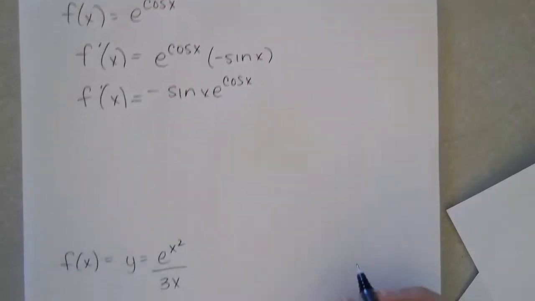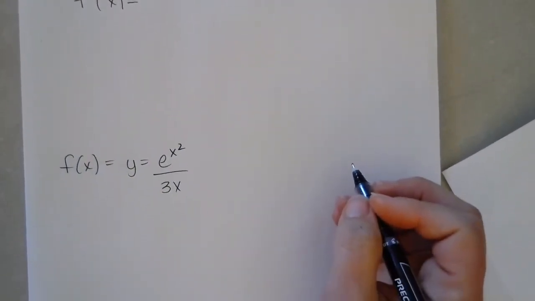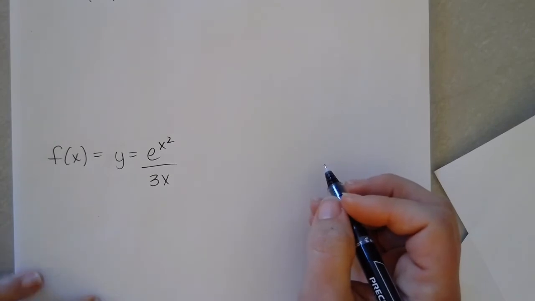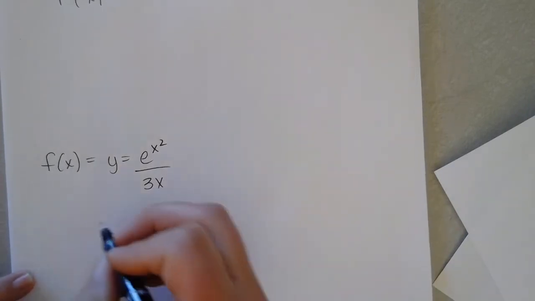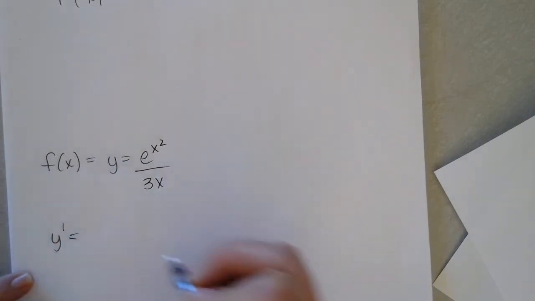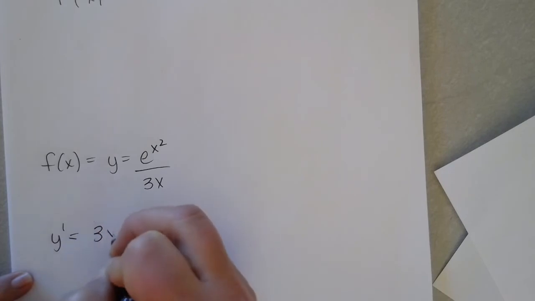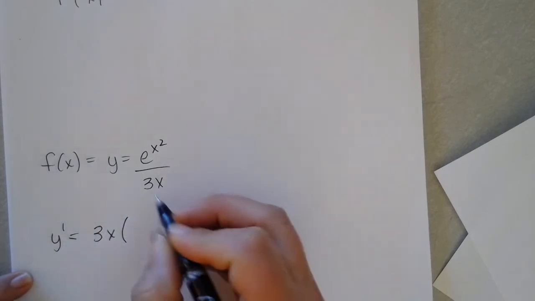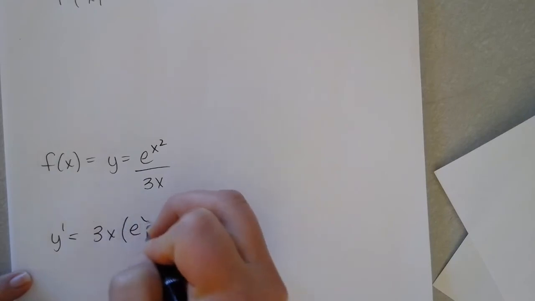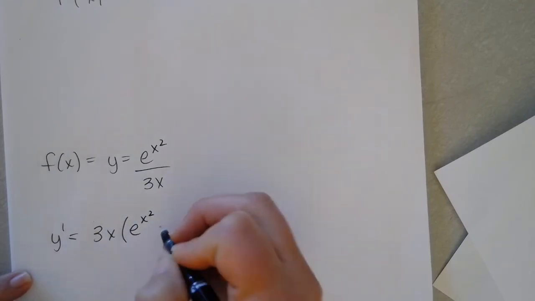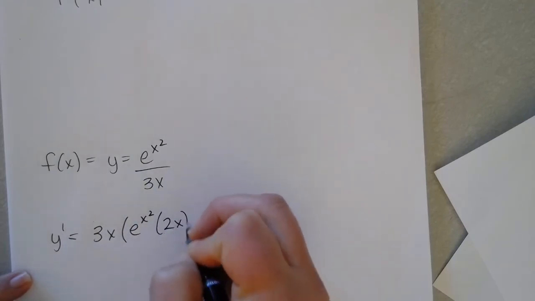Okay, so we have y equals e to the x squared over 3x. So this is a quotient rule problem, right? So my y prime will be the bottom, 3x, times the derivative of the top. The derivative of e to the x squared will be e to that power again, then times the derivative of the power, so times 2x.